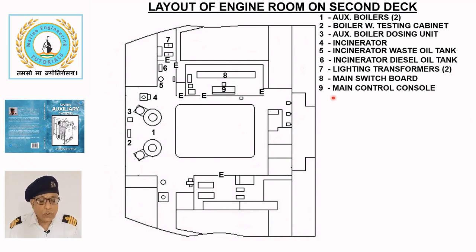Main control console. The main control console 9 includes remote control for the main engine and displays various machinery parameters along with audio and visual alarm indications. The engine control room is equipped with one or two independent air conditioning units to protect electronic equipment from excessive heat.